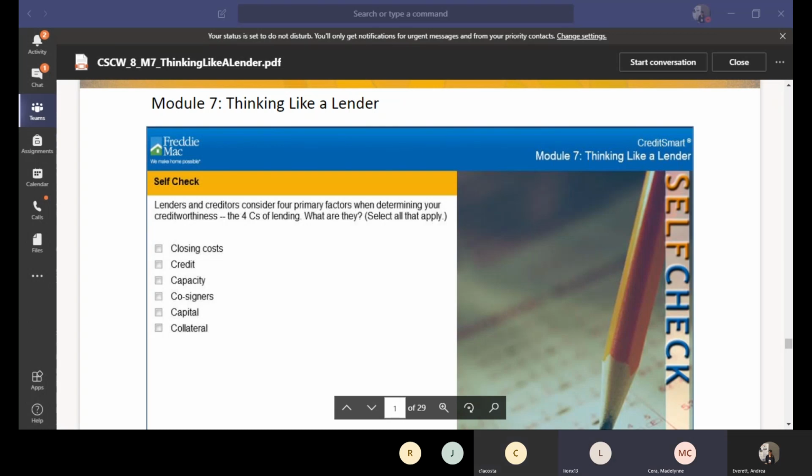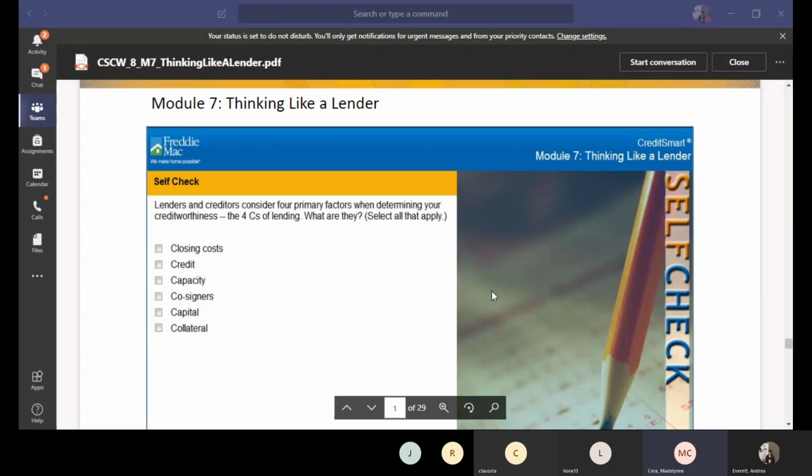What about cosigners? Is that one of the 4 C's? No. Dominic, can you tell me what a cosigner is? Do you remember what a cosigner is? Not quite. Does anybody else know? Someone who signs on a contract with another person. Good. Say you're buying a car and you need to borrow someone else's credit, they co-sign for you on that contract. Right.